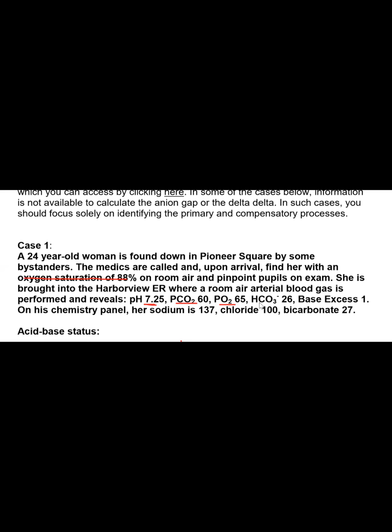PaO2 65. HCO3 26. As we said, excess. pH 7.35 to 7.45. This is the acidic side. PaCO2 from 35 to 45 millimeters of mercury. PaO2 from 70 to 100. And HCO3 22 to 26. So what is the acid-base state?